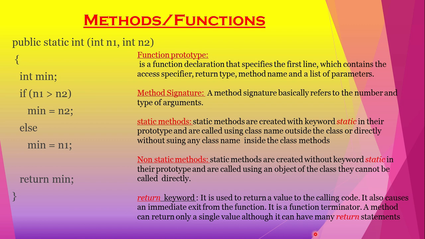A method can return only a single value, although it can have many return statements. This is very important. When you declare a function, you can specify many return keywords, but it can only return one value. If you type return 5,8, it cannot return 5,8. It can return only a single value. And you can have many return statements in a function also.